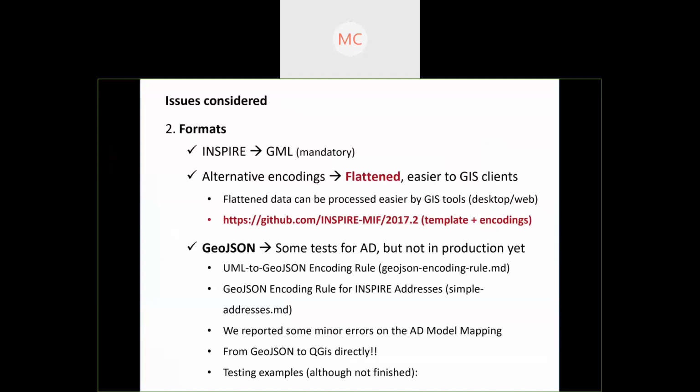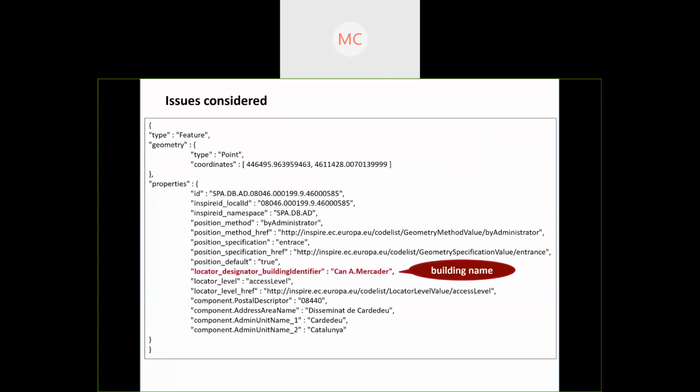The second issue is related to formats. Inspire Atom Feed requires GML format when you don't have any other official alternative one. But we look for alternative flattened encodings, which are much easier for GIS clients to use and process. And we found the GeoJSON alternative format on the INSPIRE MIF GitHub repository. We did some tests with that, and we reported some minor errors on the address model mapping. And here you can see some examples. Next, please.